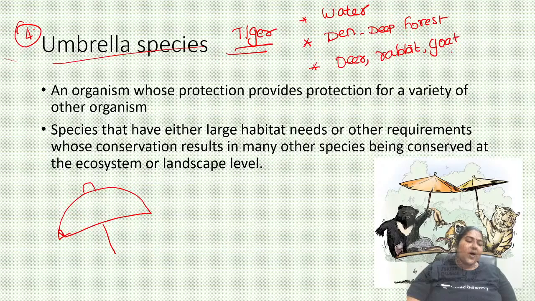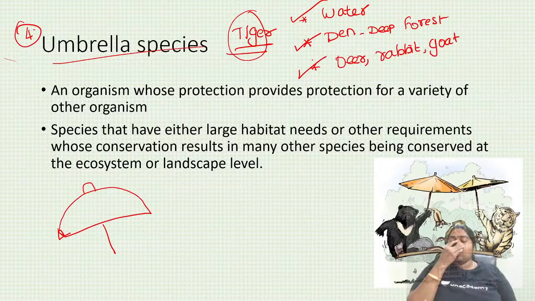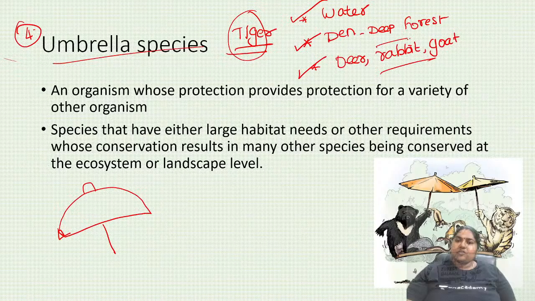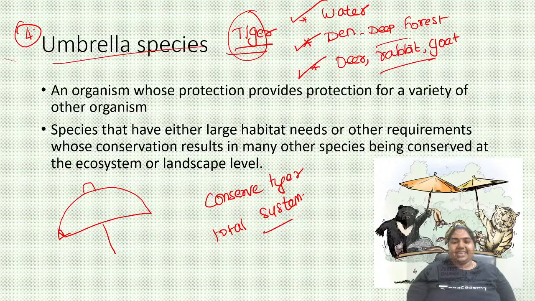If a tiger is surviving in an area, it absolutely represents that there is water in the place, there is a deep forest with a den. It wants a habitat, no? It wants all the deer, rabbit, goat, every food to be ready. If all these are present, absolutely this is going to be a good environment for all. So if you conserve a tiger, what will happen? If you are conserving a tiger, the total system is conserved. It is like an umbrella. If you safeguard the tiger, the whole system is safeguarded.